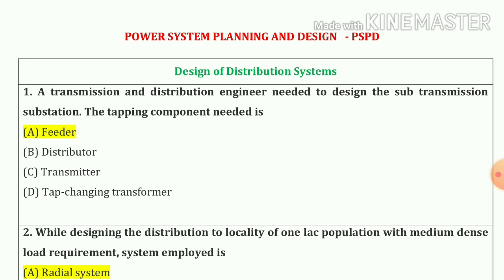Today, we are going to discuss MCQ for Design of Distribution System PSPD subject. Question number 1. A transmission and distribution engineer needed to design the sub-transmission substations. The tapping component needed is feeder.